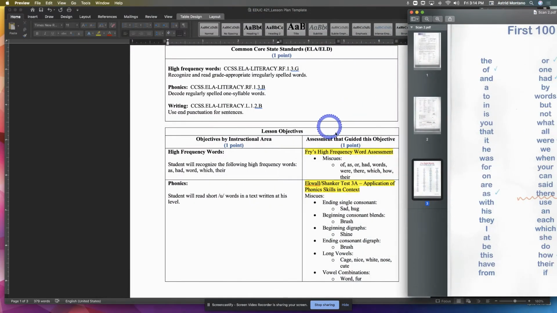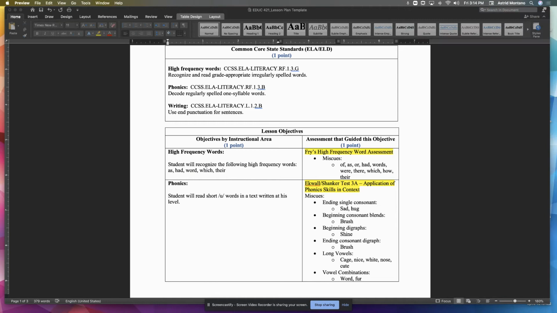And then here I wrote down the words that he missed. Based off of these words, I picked the objective. We're going to focus this week on identifying these words. So now I have to make sure that there is a standard that is driven by my assessment to be able to teach my objective.